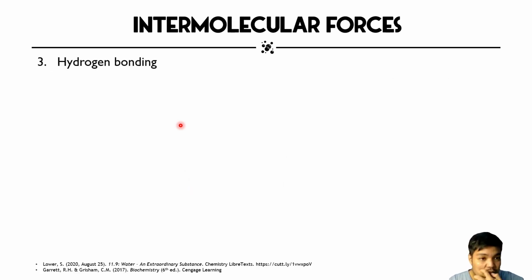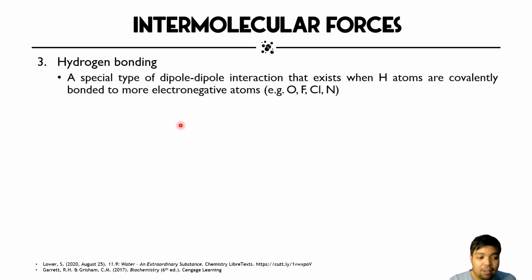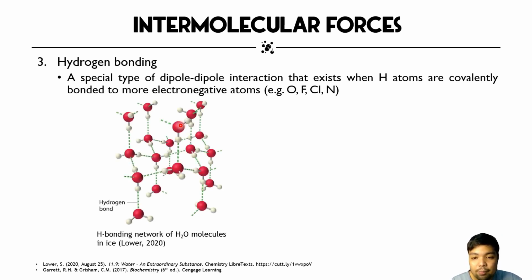Lastly, we have hydrogen bonding. So hydrogen bonding is a special type of dipole-dipole interactions. It's basically a dipole-dipole interaction, but this is only applicable between molecules that have a hydrogen atom bonded to a more electronegative atom. So for example, your oxygen, nitrogen, and your halogens. So again, an example of a hydrogen bonding is your water.